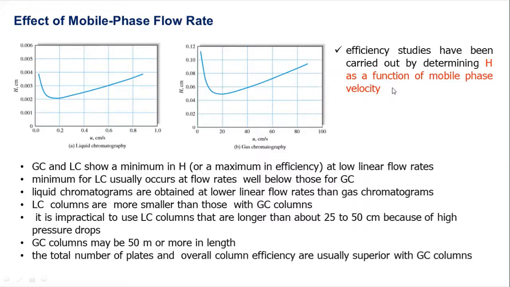LC columns are smaller than GC columns. It is impractical to use LC columns that are longer than about 25 to 50 centimeters because of high pressure drops. So the column in liquid chromatography is shorter than 25 centimeters. But GC columns can be 50 meters or more in length. The total number of plates and overall column efficiency are usually superior with GC columns.